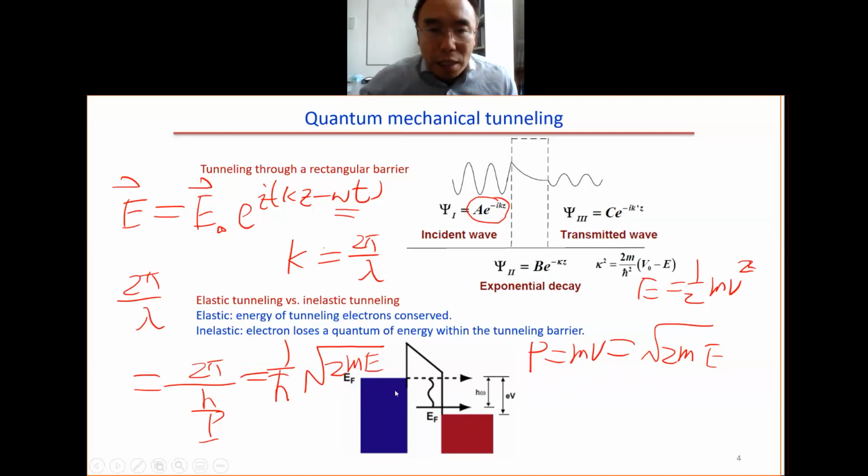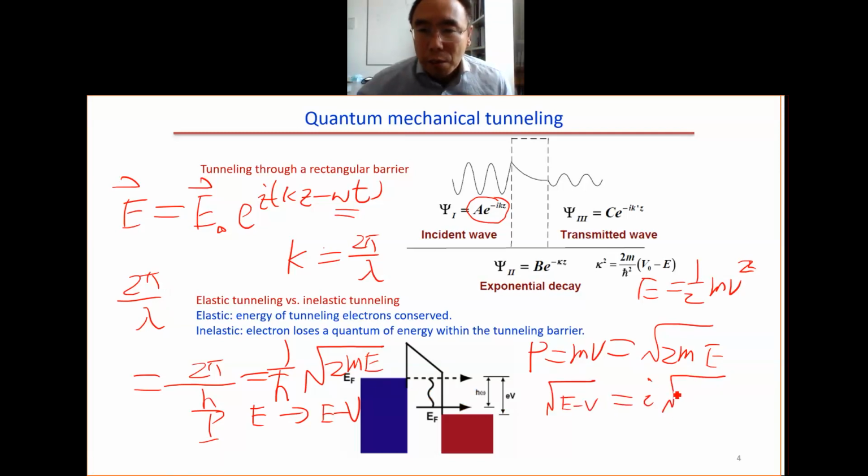So inside, the E becomes E minus V. V is the potential barrier. Because you see here, the potential barrier is higher than E, so this one is a negative number. You get this negative number equal to I, and it becomes this one, right? Because this V minus E is a positive number. So that's why you have this inside.